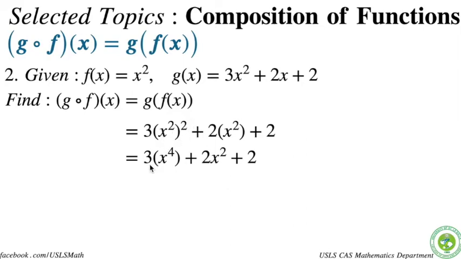We're going to multiply this by 3 and x to the 4th. That's going to give us 3x to the 4th plus 2x squared plus 2.